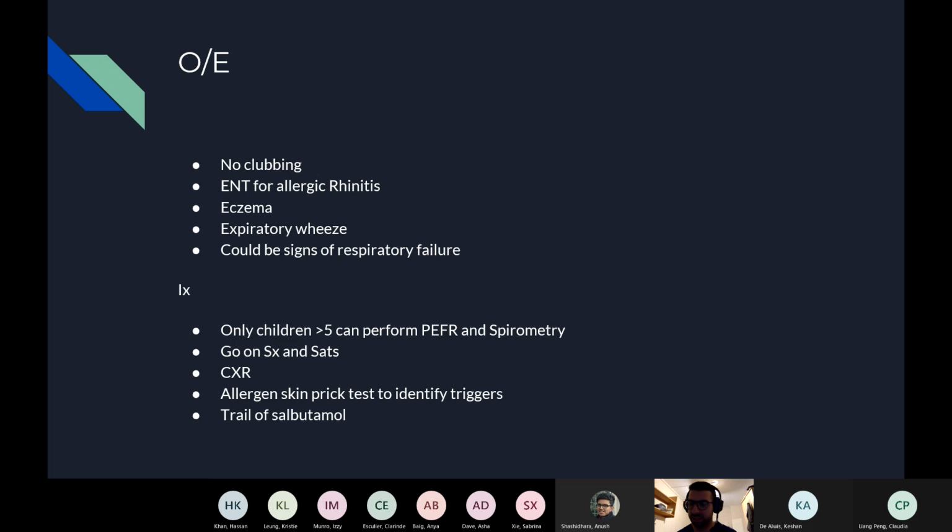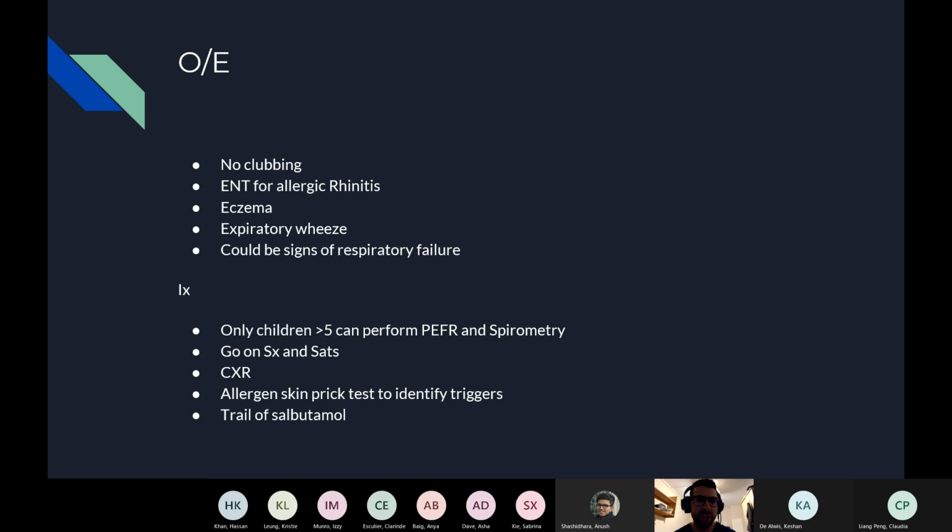Yes, remember to check passive smoking. Definitely ask about the mother. Did they smoke during pregnancy or are they smoking now? So on examination, no clubbing. You look at the ears, nose, and throat for any signs of allergic rhinitis. You ask, do they have any eczema? This is basically all their pulmonary history. Do they have any respiratory wheeze, and are you basically looking for any signs of respiratory failure?